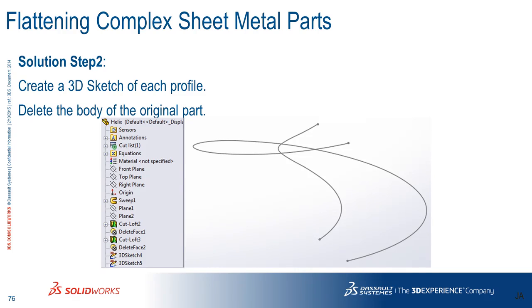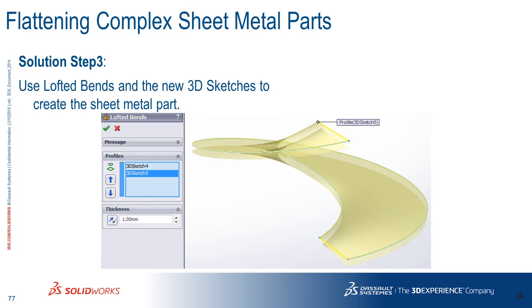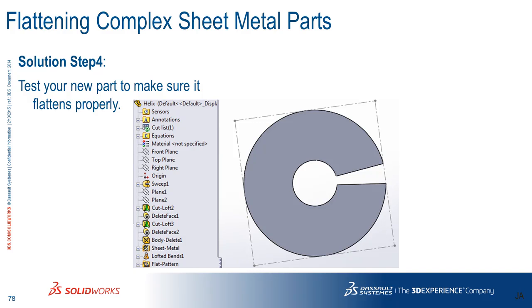Then what do? We create a 3D sketch of each profile. Convert entities inside of each 3D sketch. We get our inside and our outside profiles at that point in time. We can go ahead and delete the original, or the body of the original part at that time, because all we need are these 2 curves. Then we use lofted bends in the new 3D sketches to create that sheet metal part. So you go sheet metal toolbar, lofted bends, you pick your 2 profiles at that point in time, you put your thickness in. End result then is going to be take that new part, test it out, make sure it flattens properly for you. And there you go. Now you got a flattened sheet metal part.